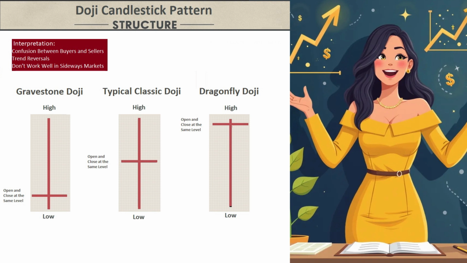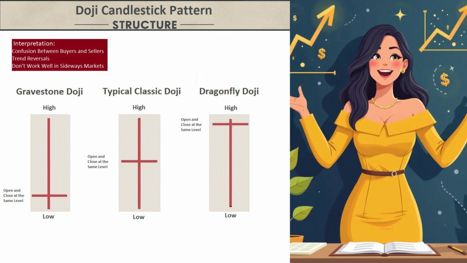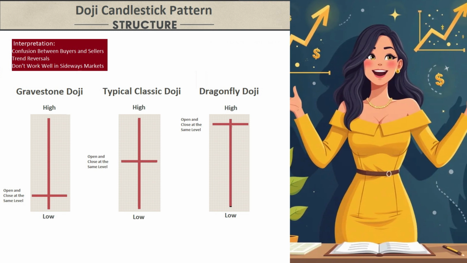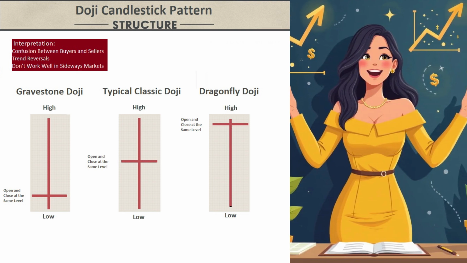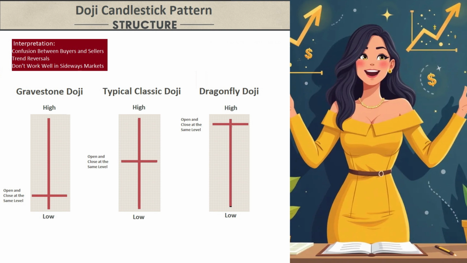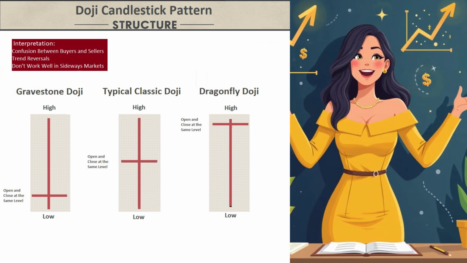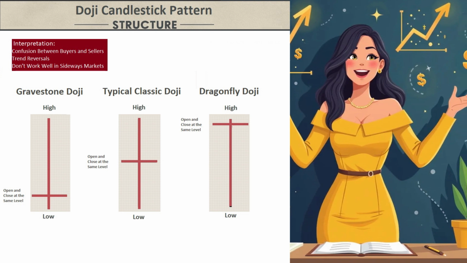Types of Doji candlesticks. 1. Standard Doji, equal length shadows on both sides, representing pure indecision. 2. Gravestone Doji, long upper shadow, no or very short lower shadow, suggesting a potential bearish reversal when found at market tops. 3. Dragonfly Doji, long lower shadow, no or minimal upper shadow, usually seen at market bottoms, signaling a potential bullish reversal.